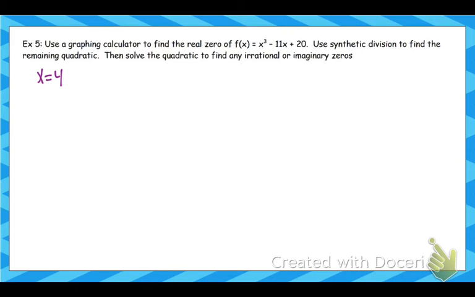Okay, so by finding that x equals 4 is one of our zeros, here's what we know. It's a third degree polynomial. This is going to have 3 zeros. We already have one of them. Well, let's use synthetic division so we can get this down to a quadratic and find the other 2. So I'll put 4 in the box. 1, 0, negative 11, and 20. Bring down the 1.